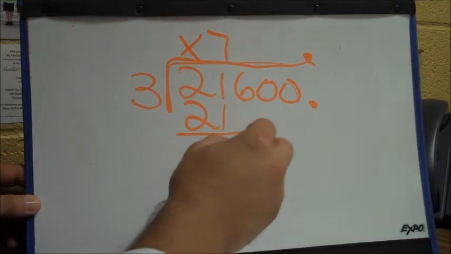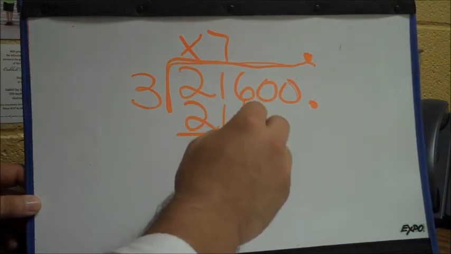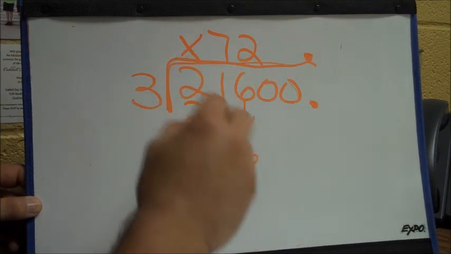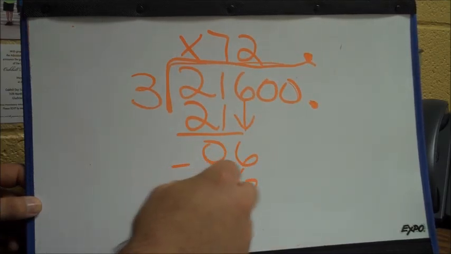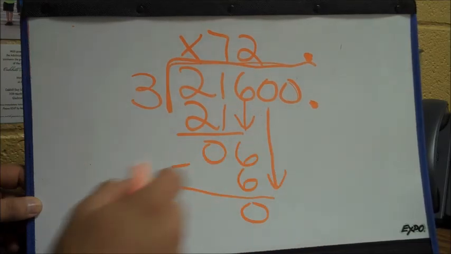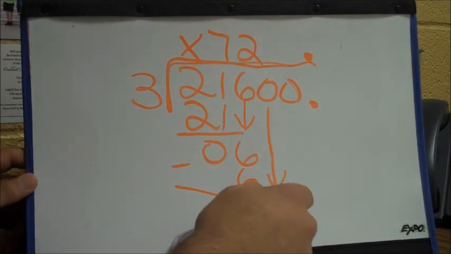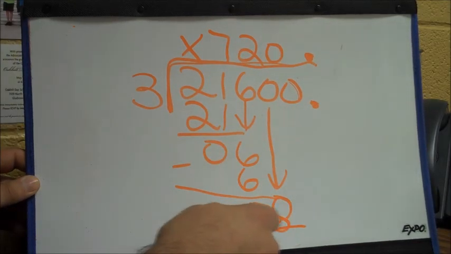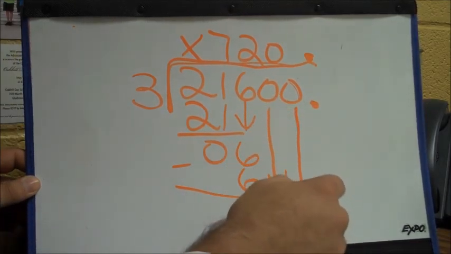7 times 3 is 21. I'm going to bring down my 6. 3 will go into 6 2 times. 2 times 3 is 6. And now I need to go all the way to my decimal point. Even though I know it's just going to be zeros, 3 will go into 0 0 times. 3 times 0 is 0. And now I bring down my last 0.